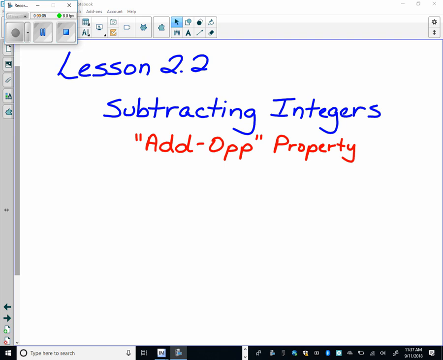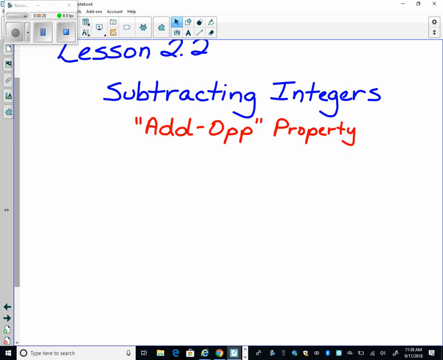Lesson 2.2 in our book talks about subtraction of integers, or learning how to subtract integers. If you remember in class, we talked about this property called the add-op property, which means addition opposite. So if we look at some examples here, I will show you how to change a subtraction problem into an addition problem. Our very first problem, let's say that we had -8 minus 10.